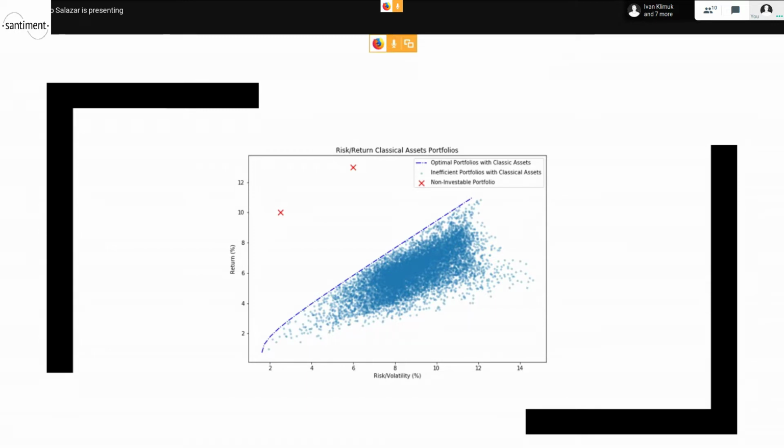Let's see in the next image. For example, here you can see the line, which is the efficient frontier. It's the maximum that you can get with these assets. As I said before, if we want a portfolio with 10% return with just 2% volatility, that's not possible. Obviously, return comes with volatility. So these are the possible returns with these four assets.